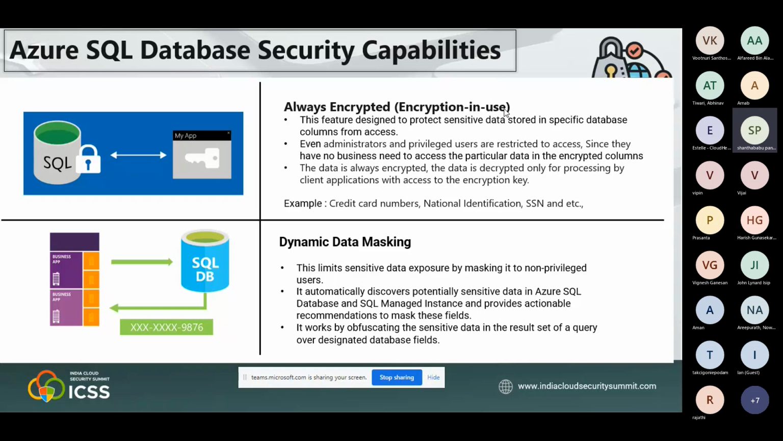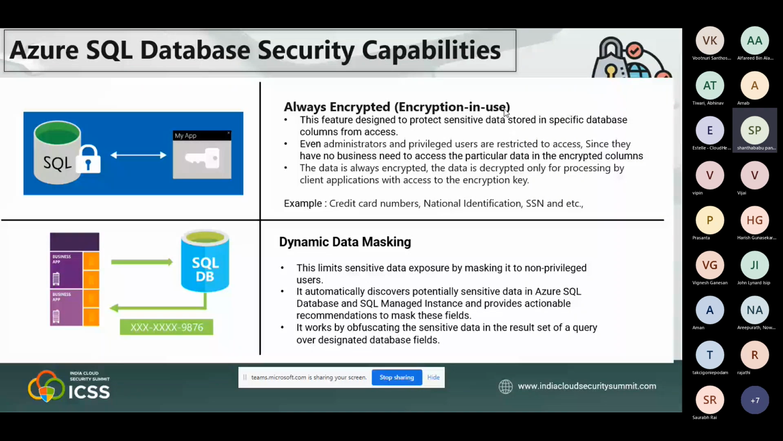The data is always encrypted, and is decrypted only when processed by the client application with access to the encryption key. If you have the key, then only I can go inside the bank locker, open it and see all my golds, right? All the things. So I can see that.